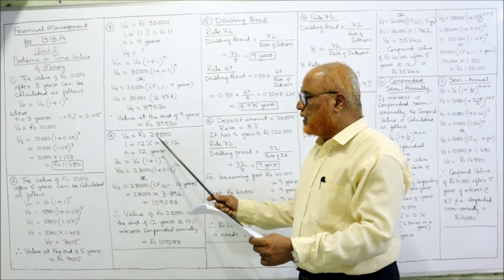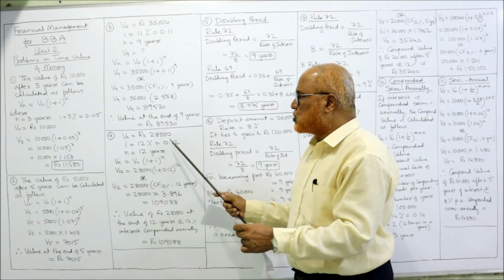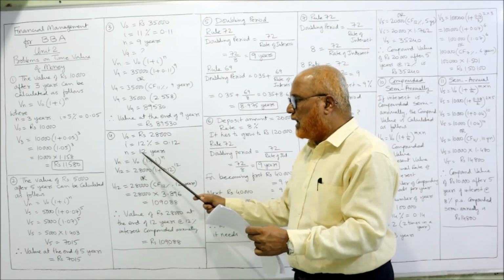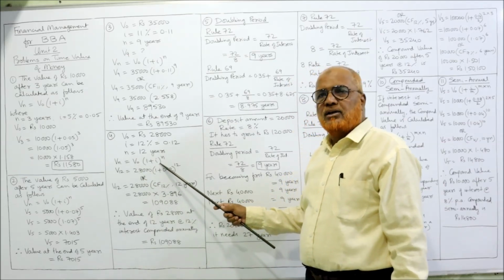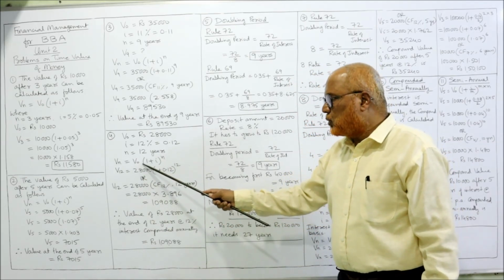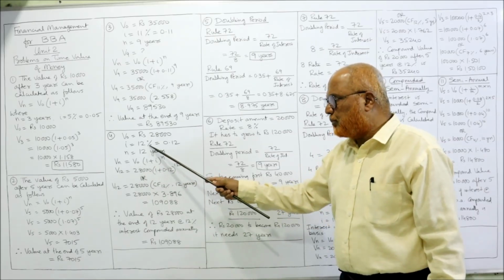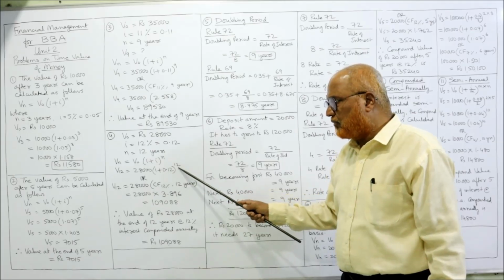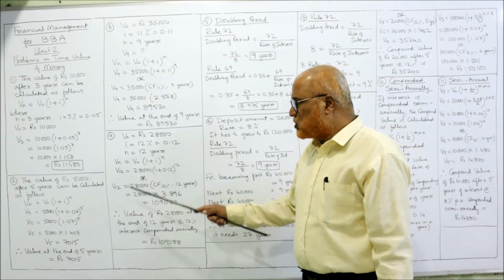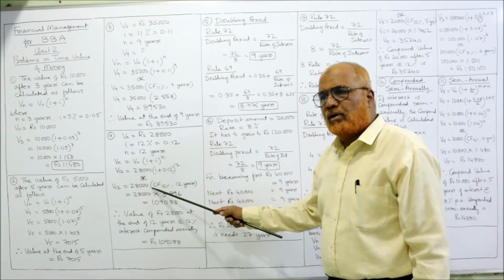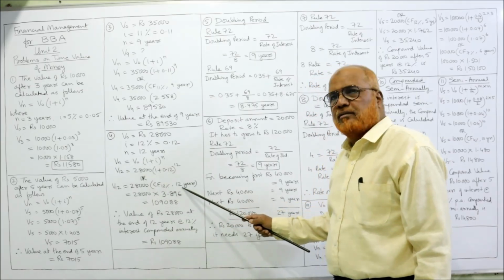So what is given in the problem? 28,000 is the initial deposit. Interest rate is 12%, 0.12, and n is 12 years, right? Vn is equal to Vo into (1 plus i) to the power of n. So Vo is 28,000, 1 plus i is 1 plus 0.12, to the power of 12. Or, now we can use the compounding factor. Instead of this formula, we use the alternative formula: 28,000 into the compounding factor for 12%, 12 years.